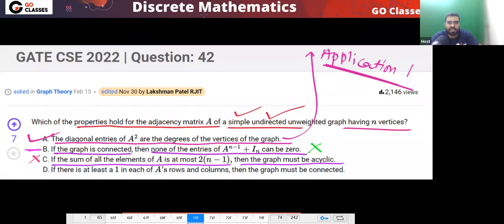There is one another application related to eigenvalues, but that you will find as a question in the test series. It's not complicated. Basically, what the adjacency matrix eigenvalues tell you. So we have created a question in the mock test in which we have given you an adjacency matrix and some options. You have to find the eigenvalues and what these eigenvalues tell you about the graph. You can attempt it in the GO Classes test series, in the mock test.